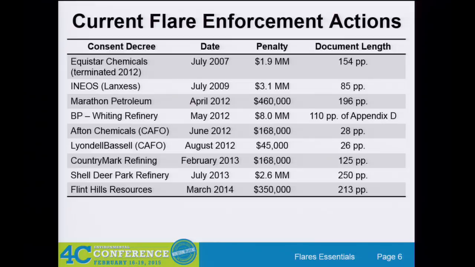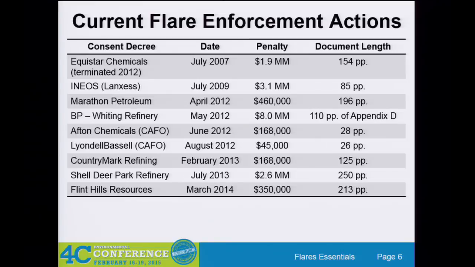The other thing everybody likes to ask about is the penalty. Everybody sees the big one, the $8 million for the BP refinery. That was for one refinery. Here for Marathon, this was for 6 of their refineries. So it can vary.